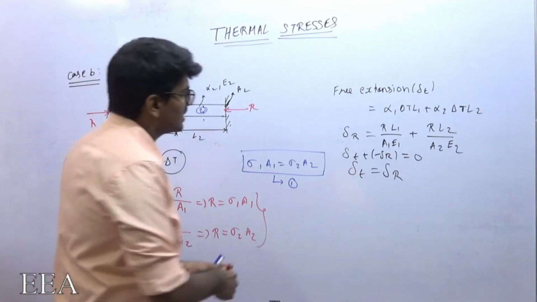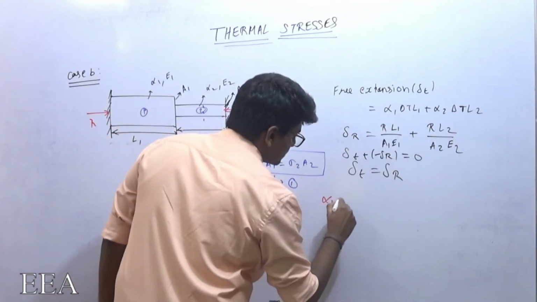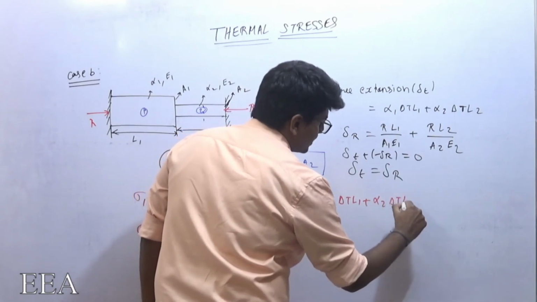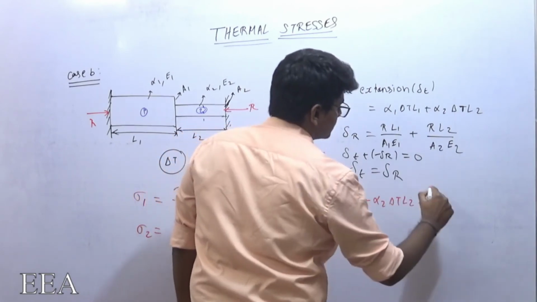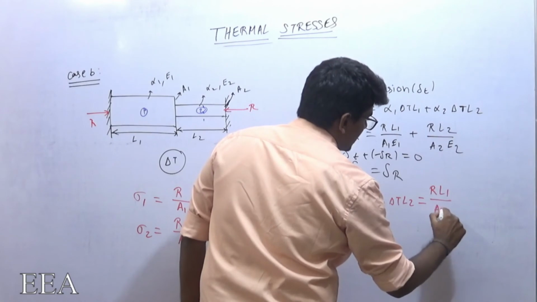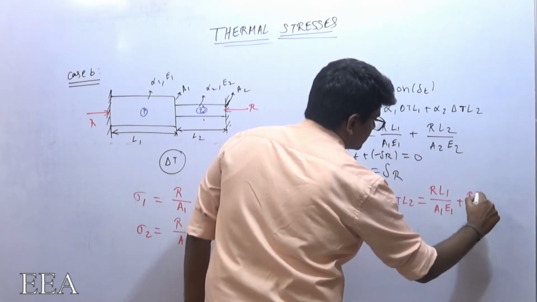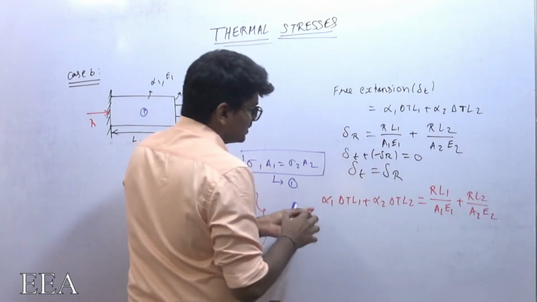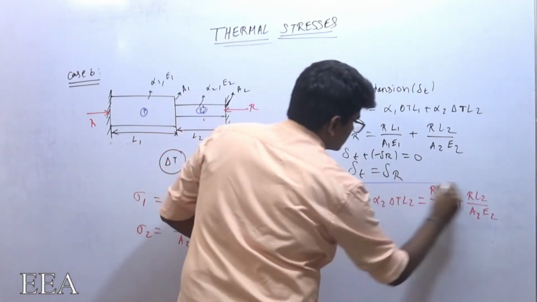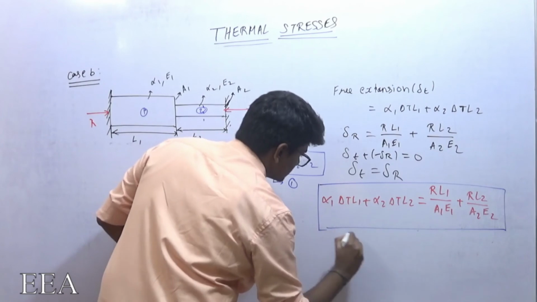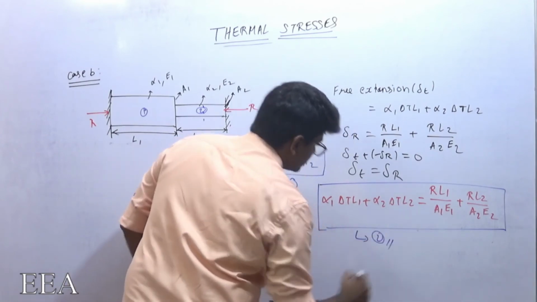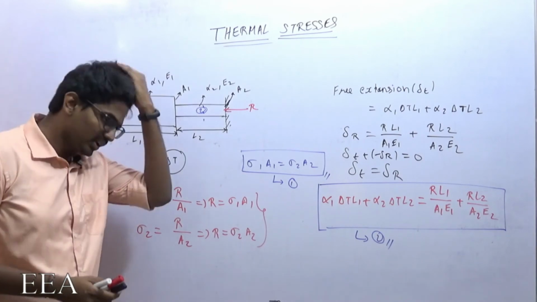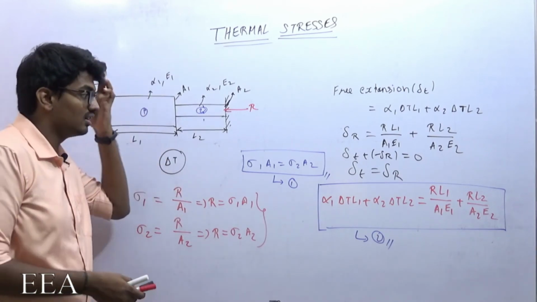So delta T is alpha 1 delta T L1 plus alpha 2 delta T L2, which is equal to R L1 by A1 E1 plus R L2 by A2 E2. So this is the second one, and this is the first one. Okay, so it's pretty much easy. I hope that you can cope up with this.